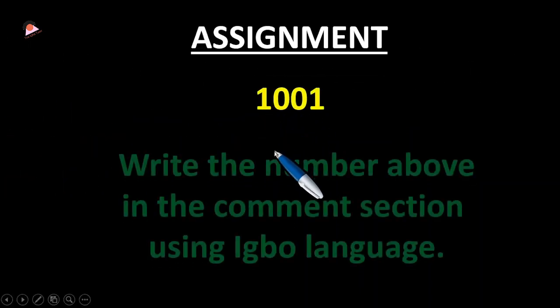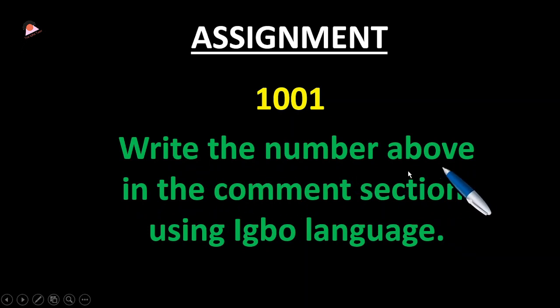So I give you an assignment now. This is a number. What do you do with this number? Write the number above in the comment section using Igbo language. What number is this? 1001. Write it in Igbo language in the comment section. Please ensure you do this. This is very important to us.